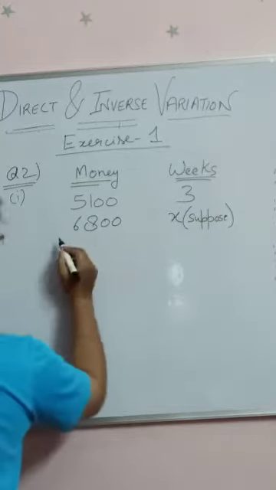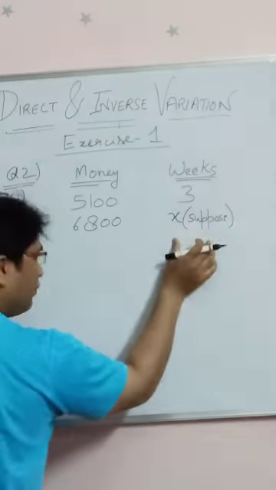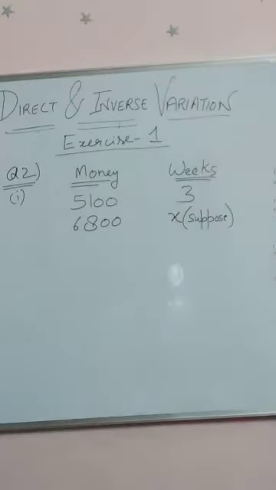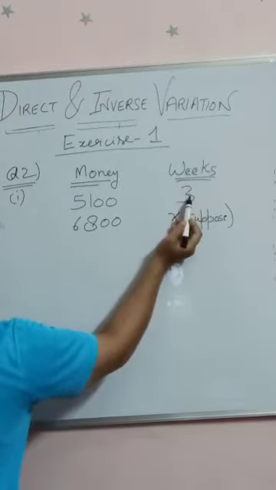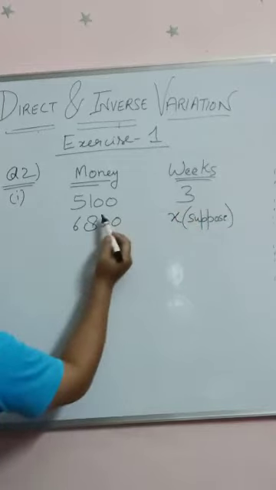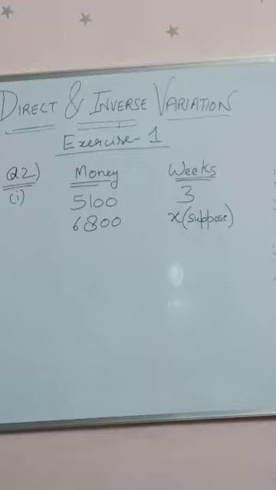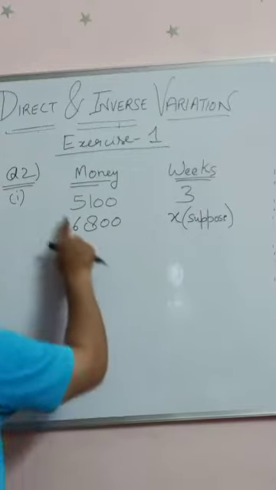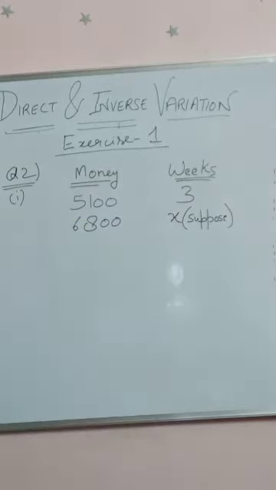If he has to earn more, does he have to work for more days or less days? More weeks or less weeks? Obviously, when the money is less, the time is 3 weeks. He has worked for 3 weeks. If the money is increased, that is obviously meaning that the number of weeks have also increased. So what is this? This is direct variation. Why? Because if this quantity is increasing, the other quantity is also increasing.